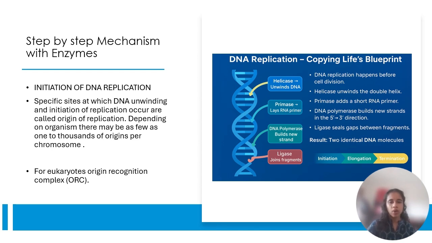So the first thing that happens is initiation. You have to initiate the DNA replication, basically unwinding and preparing it for the next step, that is the addition of the nucleotides. For that, you have specialized enzymes. First you have helicase, DNA helicase, which will unwind the double helix at the origin and create single-stranded templates.